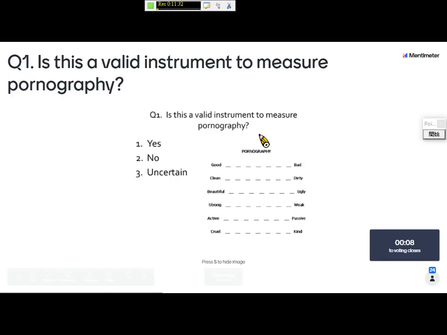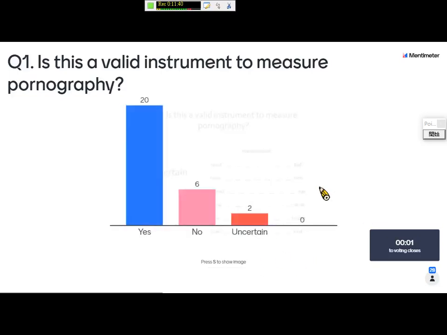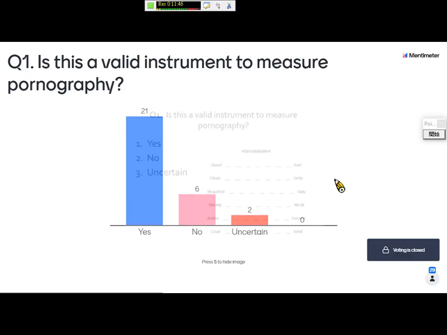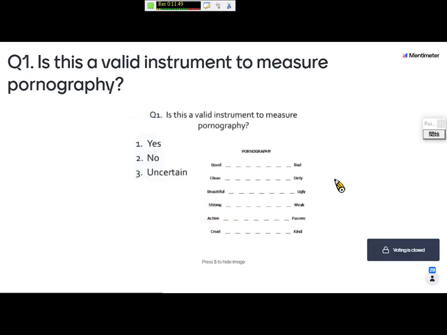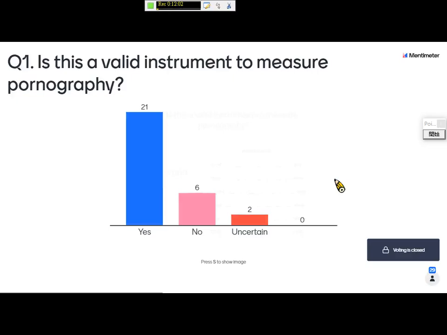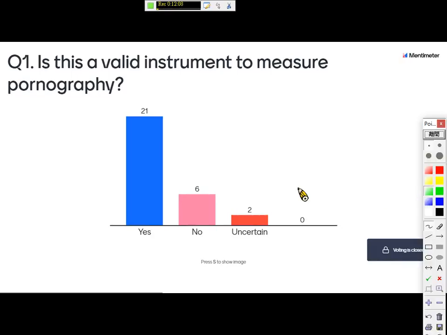Okay, so the first one: is this a valid instrument to measure pornography? Well, I have explained this before. So let's see your answer. Yes? How can you say yes? This is not a valid instrument to measure pornography. No, it is asking your attitude toward pornography, right? Oh, come on, don't do this to me. This is wrong, very wrong. So the answer is no. This is the correct answer.